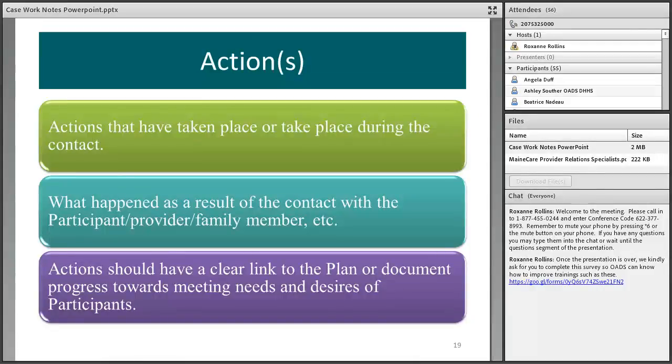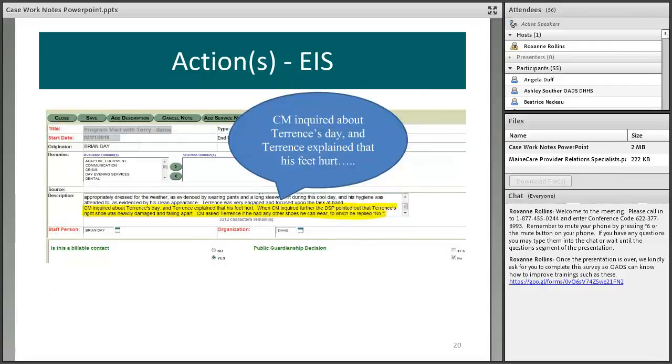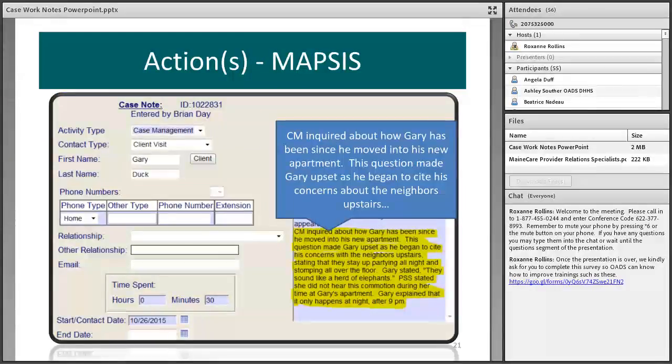Actions. Actions that have taken place or take place during the contact should be documented. What happened as a result of that contact with the participant or the provider, family member, etc. An action should have a clear link to the plan or document progress towards meeting needs and desires of the participants. So for example, actions, and this is in EIS, when the case manager was visiting, they asked about Terry's day. When the case manager asked further, he pointed out that his right shoe was damaged and falling apart. So you asked Terry if he had any other shoes, and he said no. So that's what you saw, and that was your follow-up. You asked about the shoes.